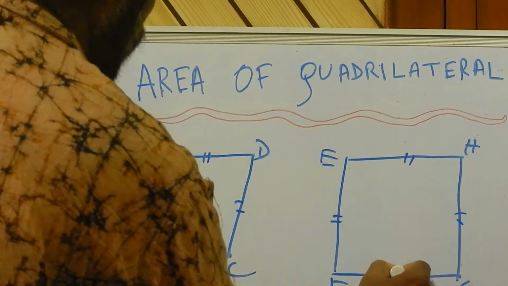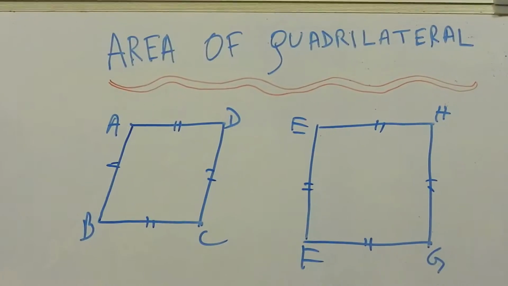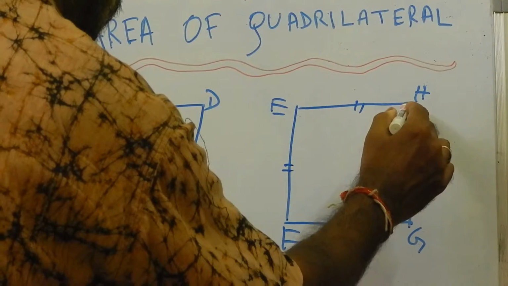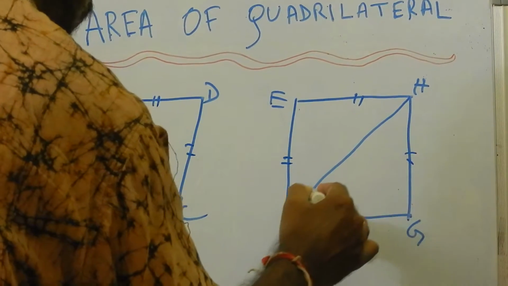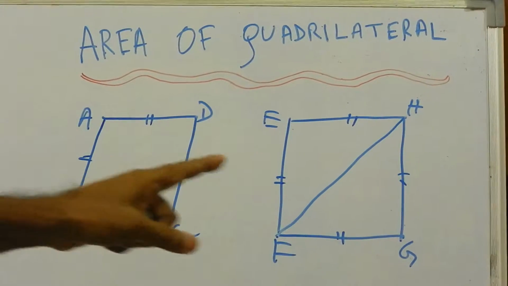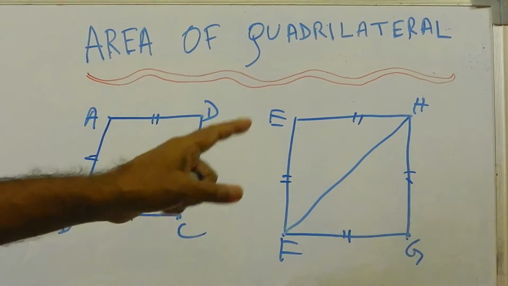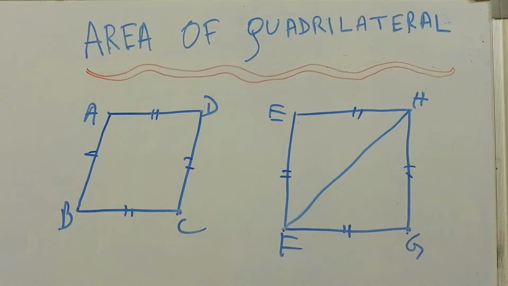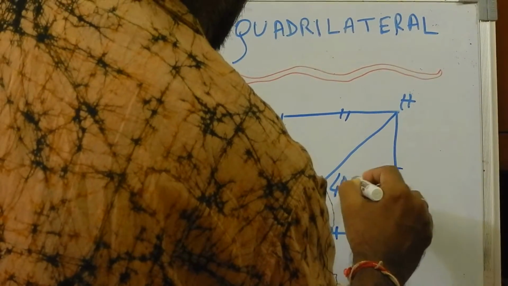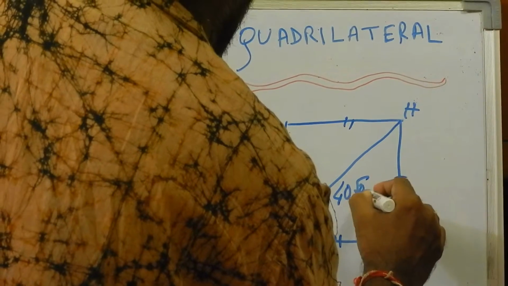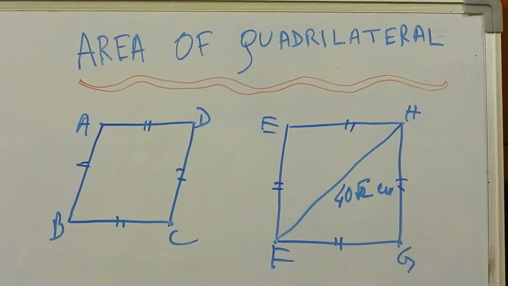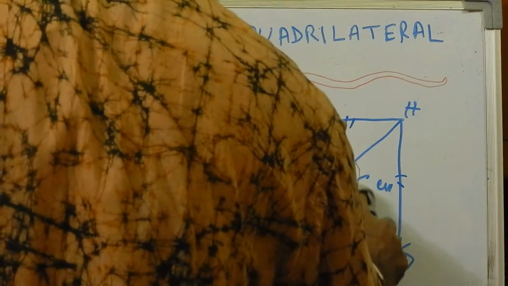And another clue, the second clue rather, is the length of the diagonal of the square, not the rhombus. The length of the diagonal of the square is 40 root 2 centimeter.